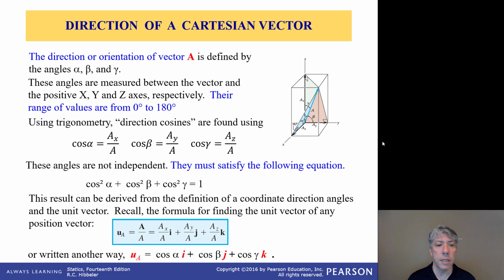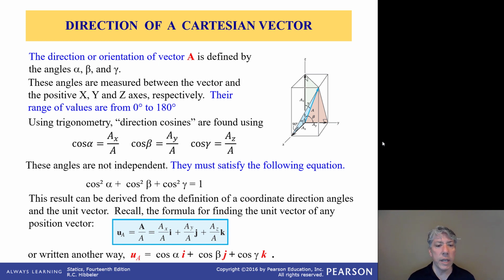Now, one way to realize this fact is to think about a unit vector. So let's take not any arbitrary vector A, but a unit vector that we know has length 1. Now, that unit vector could be derived, if it's related to A, by taking the vector A and dividing it by its own magnitude, A, right? And so each of the components of the unit vector would simply be the component of vector A divided by the magnitude of A. So along the x-axis, we'd have AX over A. Along the y-axis, AY over A. And along the z-axis, AZ over A.